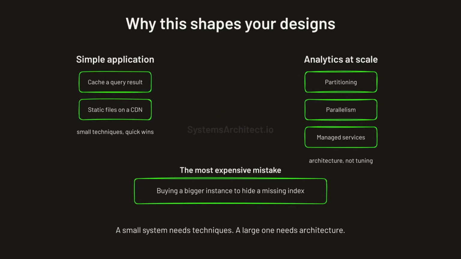Performance is a feature your users judge before they judge anything else. Retail and search teams have repeatedly tied added page latency to lost conversion and reduced engagement. For a simple application, the work is small: caching a query result or putting static files behind a content delivery network. At scale, the same pillar turns into architecture because analytics workloads process far more data than any single machine holds.